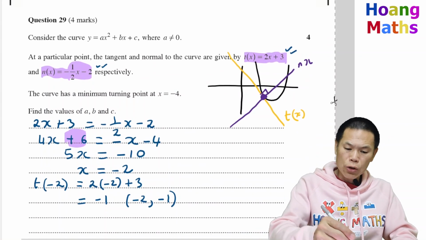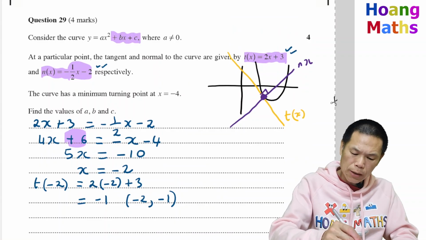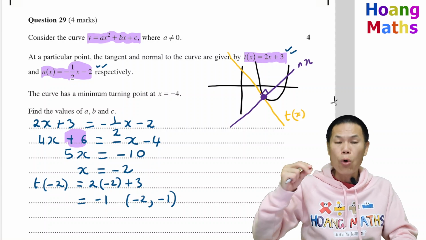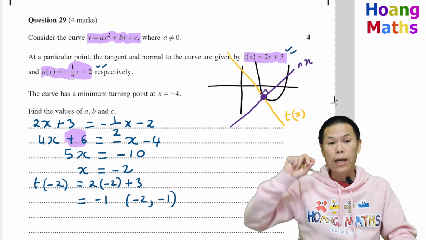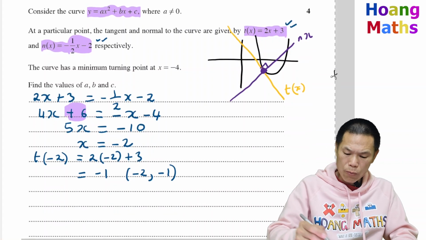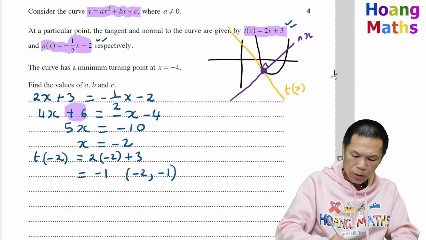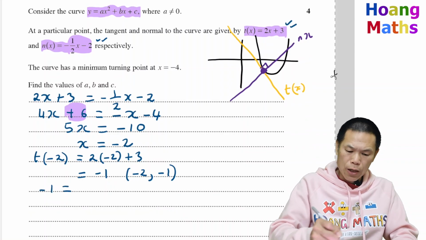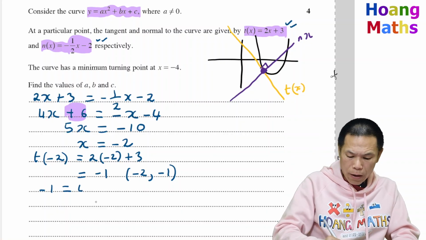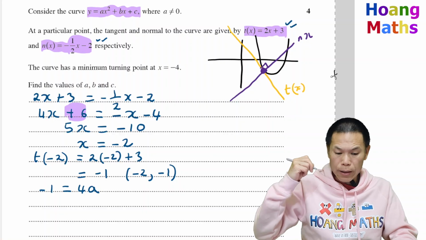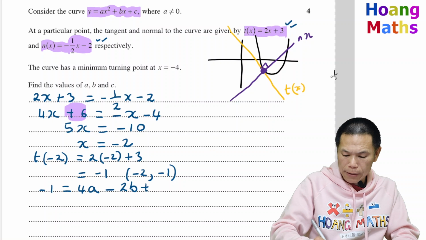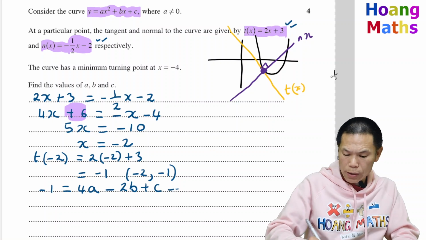There you go. So therefore, we can substitute this back into the curve here, which will give us an equation, right? Because they're all on the same point. So when x is negative 2, y is equal to negative 1. Let me substitute that in there. So negative 1 is, when x is negative 2, negative 2 squared is 4, 4 times a is 4a, and negative 2 times b is negative 2b, and we add c. So that's it.